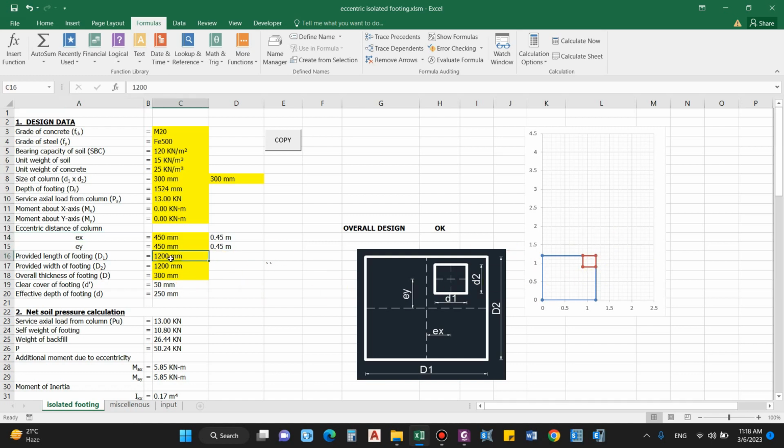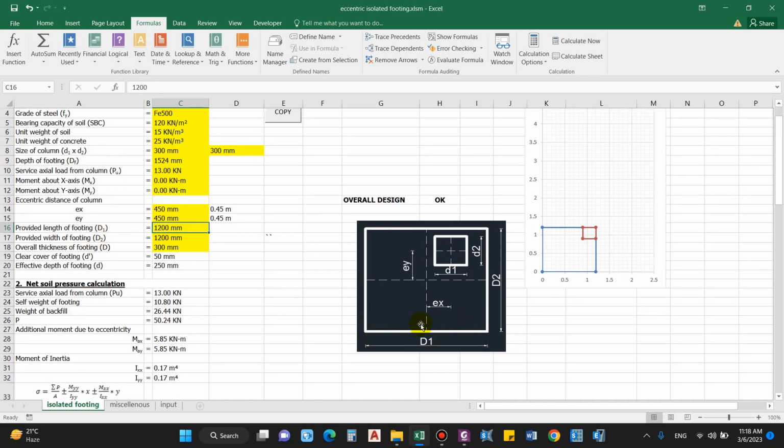For example, if I provide a length of footing, you can see here d1, d2, d1, d2, ex and ey, and you can get a representation from this image. For example, let me provide 1000 mm. Let us check if it is satisfied or not. Now I have to change the value of ex and ey to make sure that it is as per the requirement. So now it coincides. So this is the case, 350 by 350 is the eccentric distance.